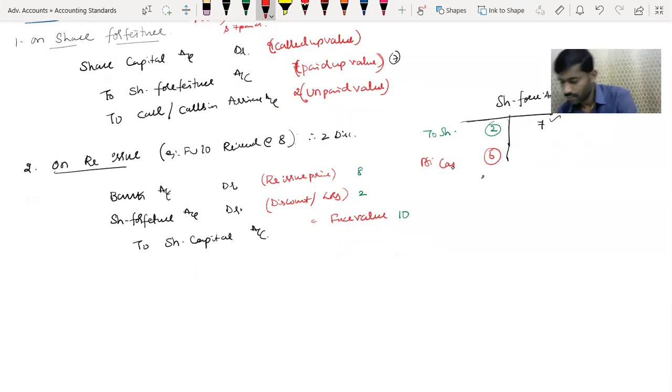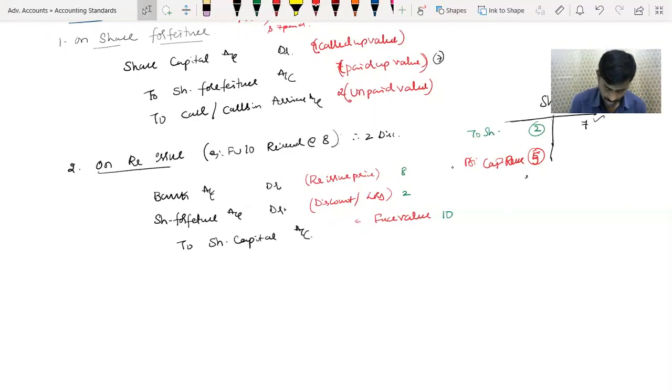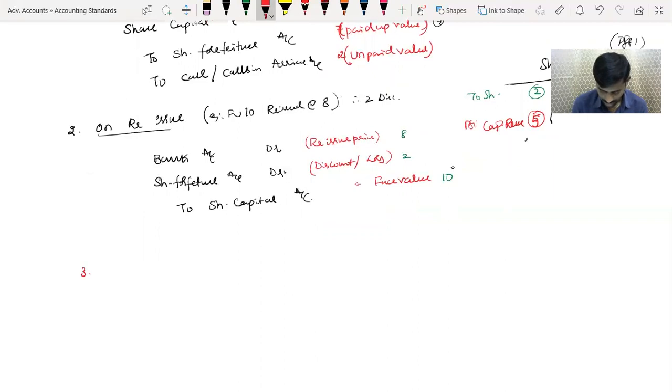So this you're supposed to transfer to where? Capital reserve. This extra 5 rupees goes to capital reserve. So whatever unutilized balance is in the share forfeiture account, you're supposed to transfer to capital reserve. Therefore, next, entry number 3: balance in share forfeiture account, transfer to capital reserve account.